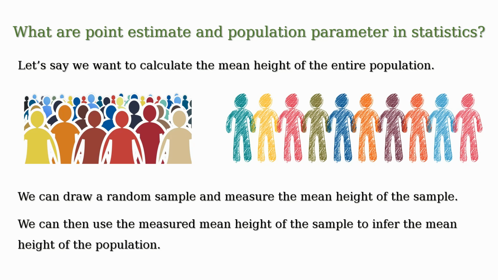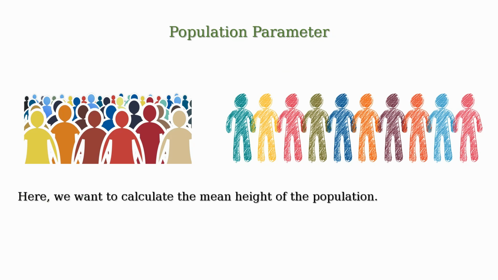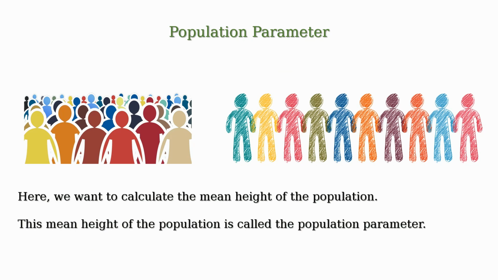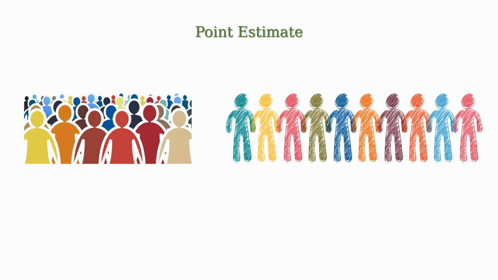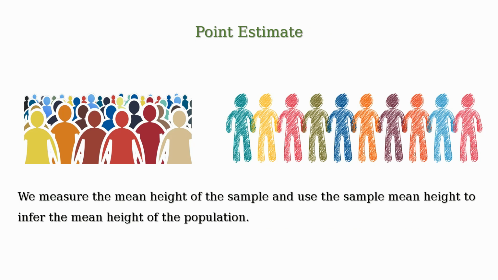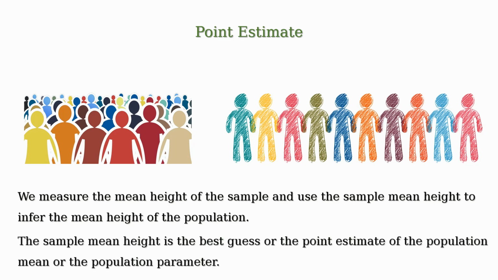Here, we want to calculate the mean height of the population. This mean height of the population is called the population parameter. But as measuring the mean height of the population is infeasible, we measure the mean height of the sample and use the sample mean height to infer the mean height of the population. In other words, the sample mean height is the best guess, or the point estimate, of the population mean or the population parameter. Now, let's take the example of linear regression.